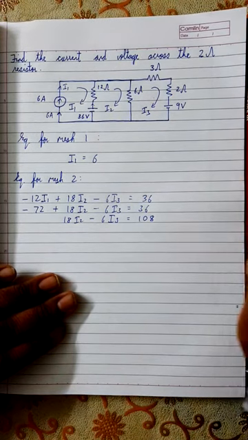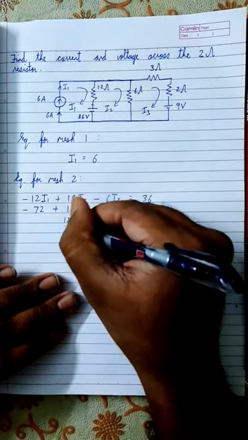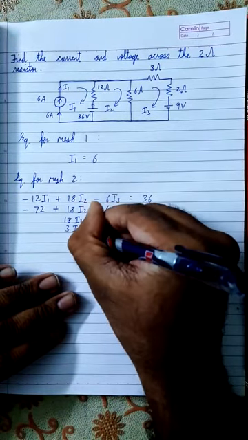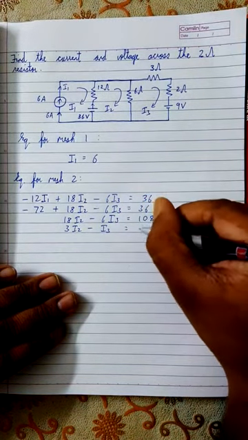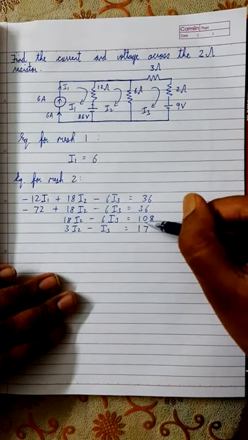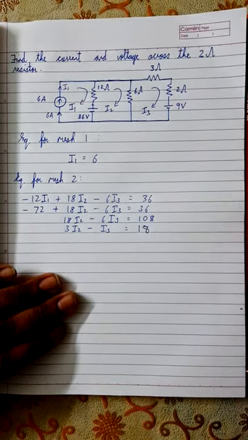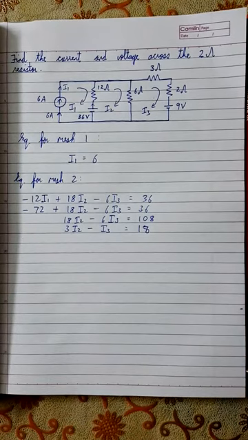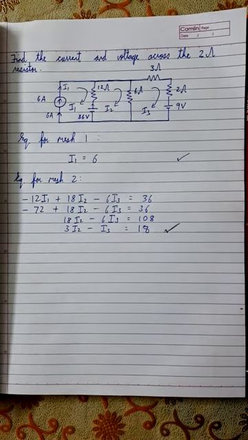This equation is divisible by 6, so I'm going to divide this equation by 6. So it will become 3 I2 minus I3 is equal to, 6 ones are 6, 6 sevens are 42, 6 eights are 48, so sorry, it's 18. So you get 3 I2 minus I3 is equal to 18. This is the equation of mesh 2. This is the equation for mesh 1. This is the equation for mesh 2.